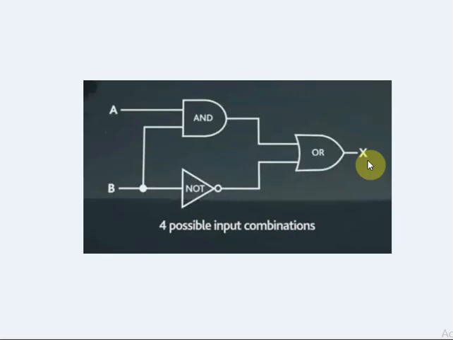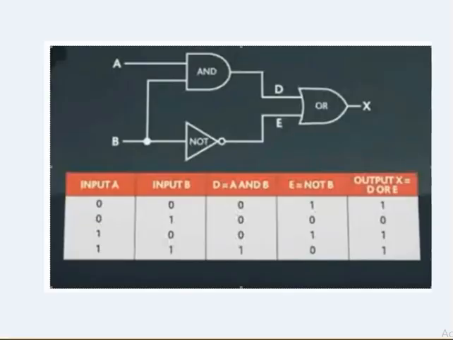Now you can easily write the Boolean expression for this logic gate. Now you are very familiar, right? You should be able to write the Boolean expression. Just assume and see, right? Now we can see here A, B, this is the AND gate, this is the NOT gate.